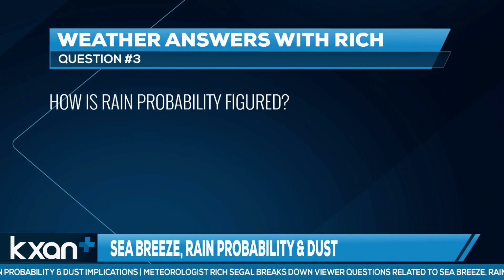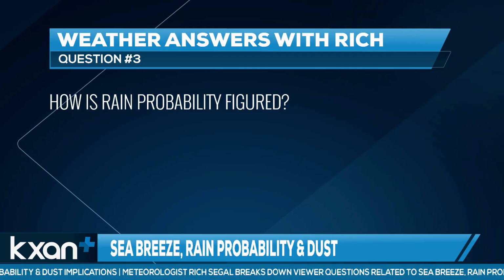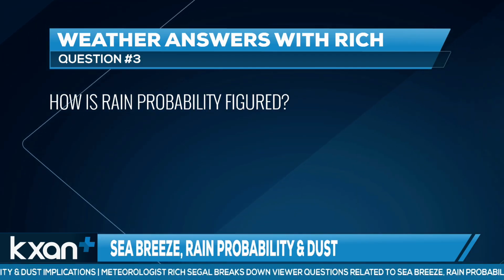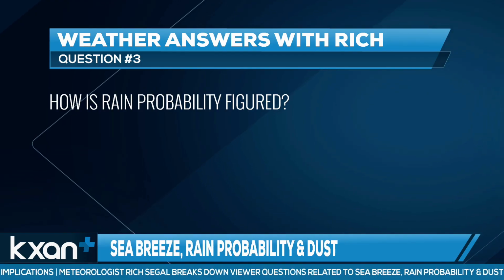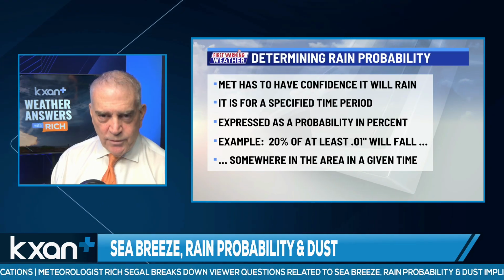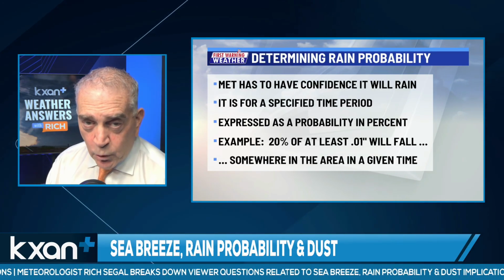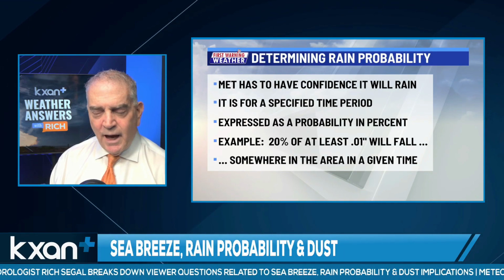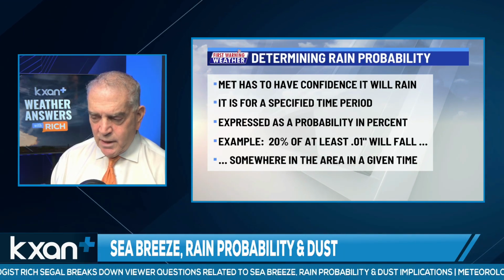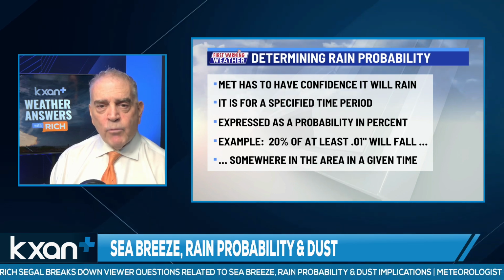Nice. Well, our third question here is, how is rain probability figured? This kind of ties in with that last one, right? Yeah. Well, first of all, a long time ago, I met a meteorologist who worked for the National Weather Service in Fort Worth. His name is Alan Moeller. And we were talking about this at a weather conference in Norman, Oklahoma. And I was relatively new to the business. And I said, how do you determine rain probability?